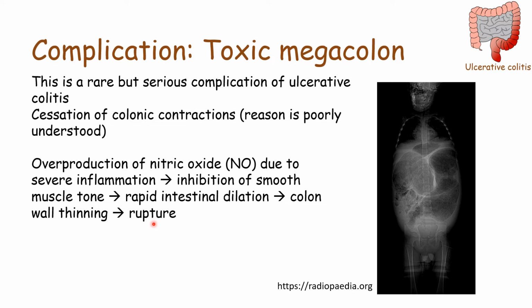And here's where we're very worried, because then we're going to have bowel contents all over the peritoneum. This will lead to peritonitis, and the patient can become septic and die. Here we have an image from Radiopedia showing what a toxic megacolon looks like. You can see it's extremely dilated, covering all the abdominal cavity.